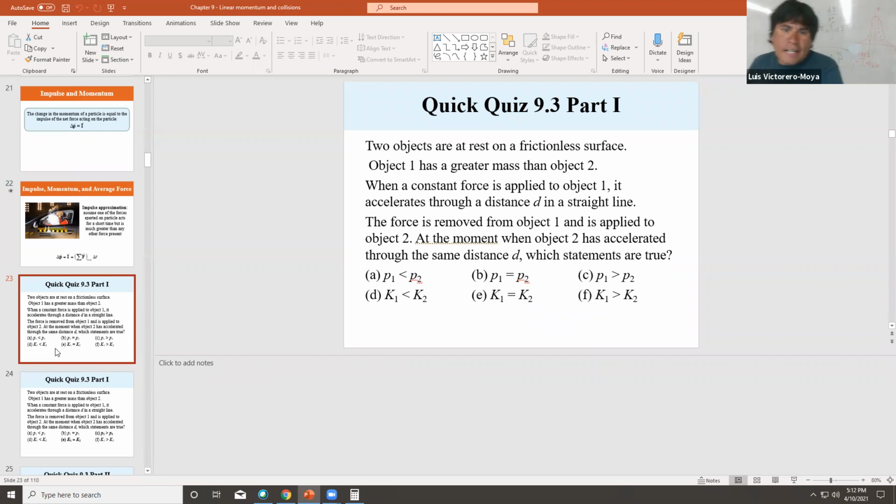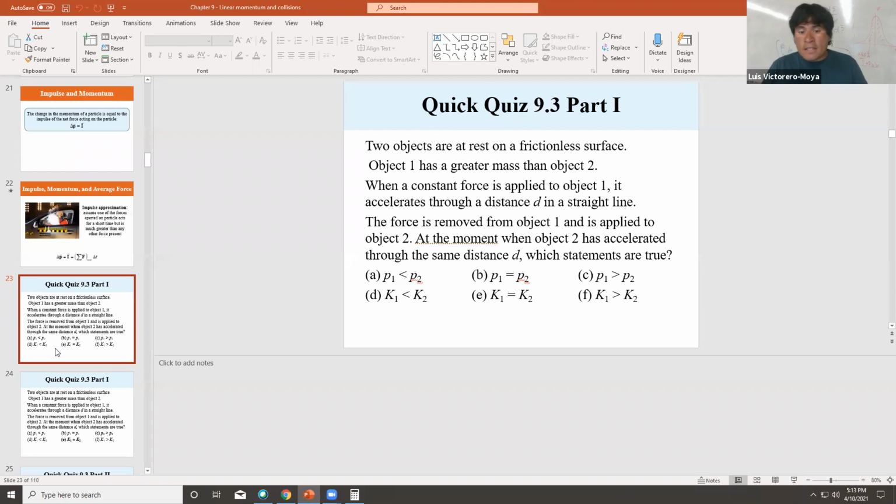Okay. Two objects are at rest. Object 1 has a greater mass than object 2. You apply a constant force to object 1, and it accelerates through a distance d. Then you apply the same force to object 2, and you make it accelerate the same distance. Which statements are true? If you apply the same force to any object and you move it the same distance, the work applied will be the same. And you know that if the work applied is the same, the change in energy is the same.